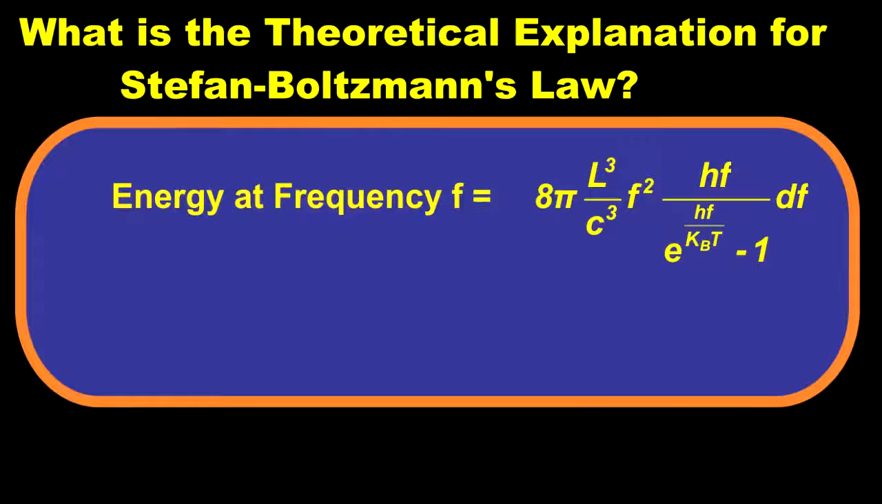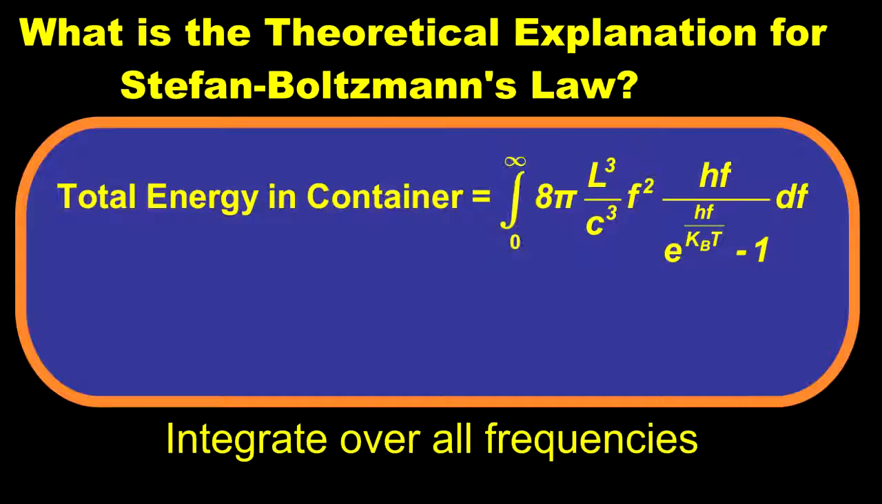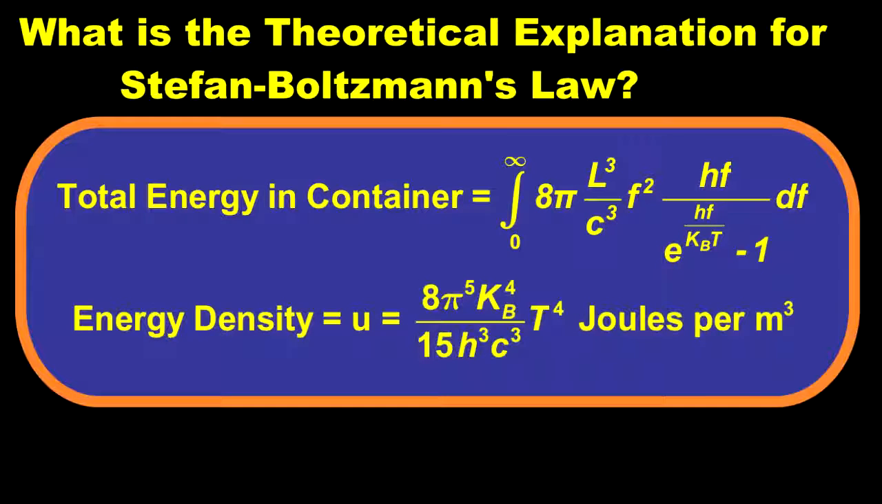First, remember Planck's equation for the energy in the container at a particular frequency. We derived that in previous videos. To get the total energy in the whole container, just add up the energy from every frequency. The integral is not easy, but it's doable. Divide that total energy by the volume of the container, and you get the energy density, which is what we will need shortly. Notice that the energy density formula has a T to the fourth in it. We have a clue that we might be on the right track.